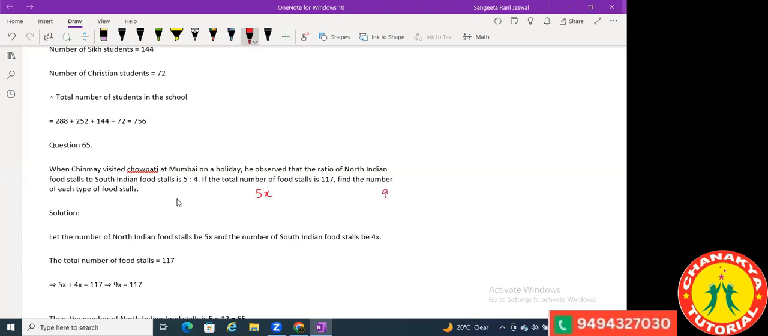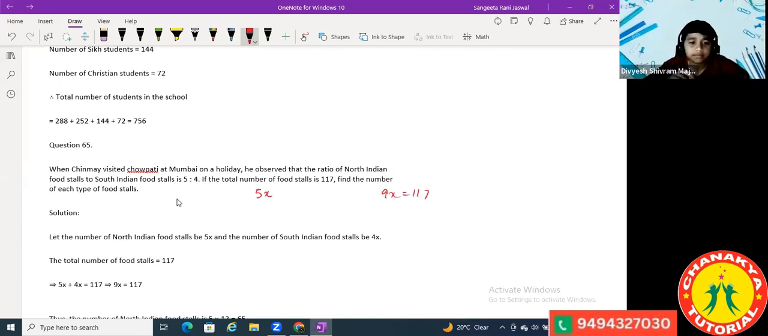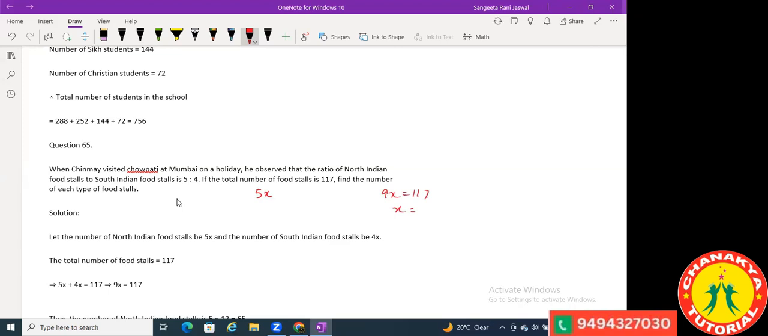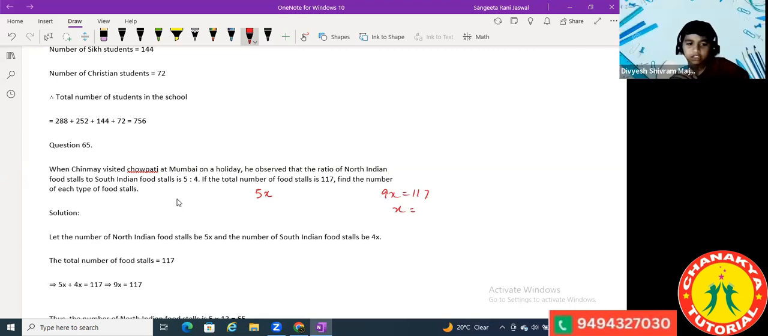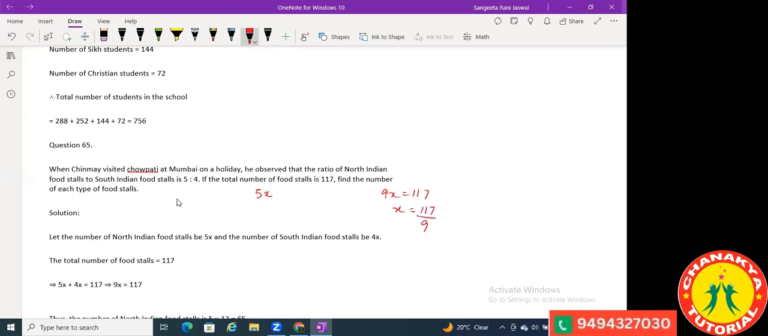No, you are saying 9x is equal to this. Okay, this you are saying. Yes, ma'am. What is your value of x here? And x will be 117 by 9, into 12.